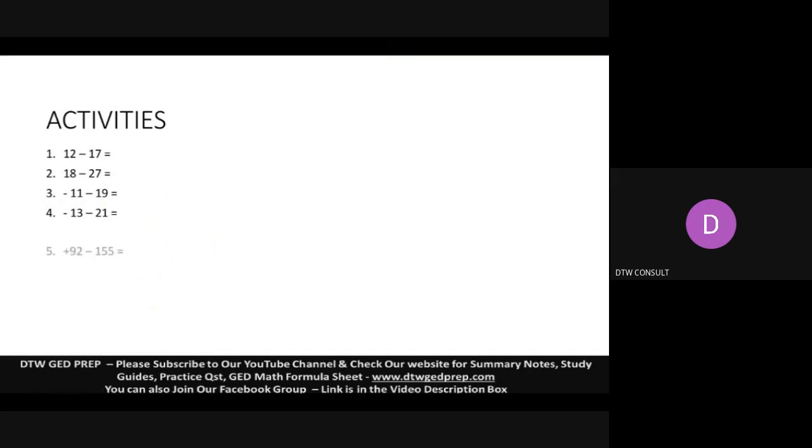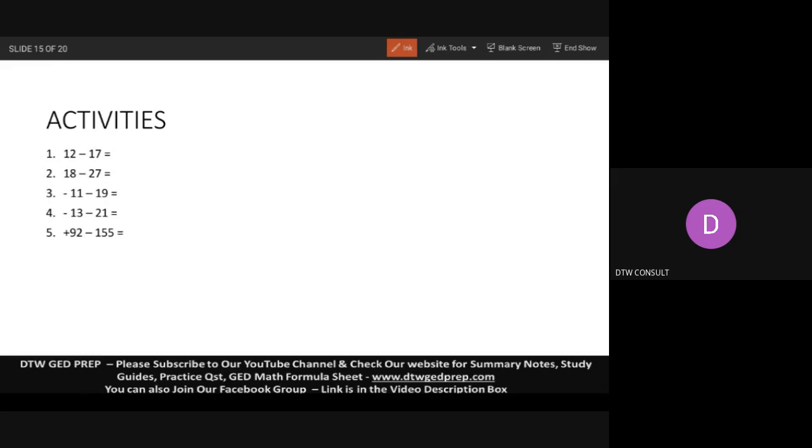So going further, now you have positive 92 minus 155. Now 92 is a positive number. We are trying to remove 155 from it. Now what we will do in this case is, of course 155 is greater than 92, so our answer, we have a negative number. Then we subtract the smaller number from the bigger number, as we did for the first and second example.